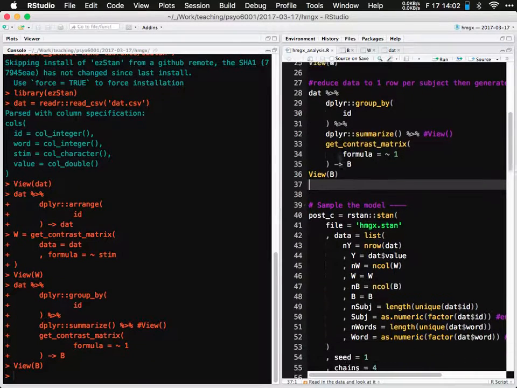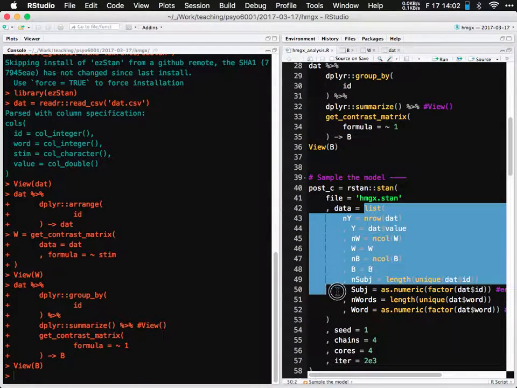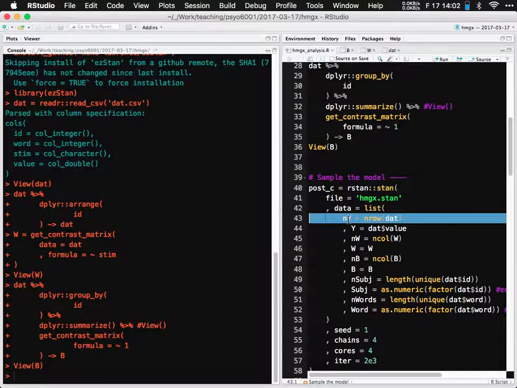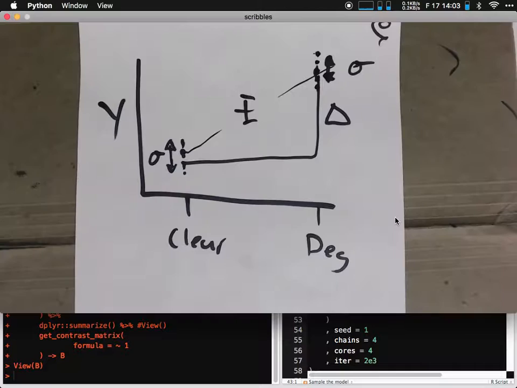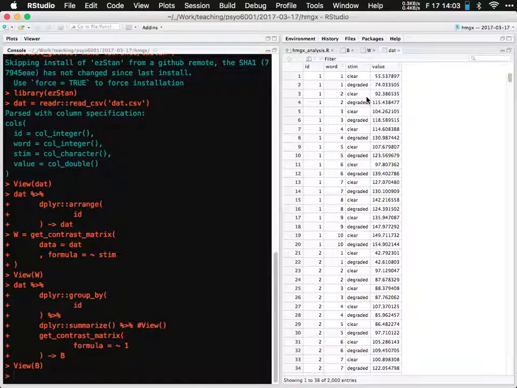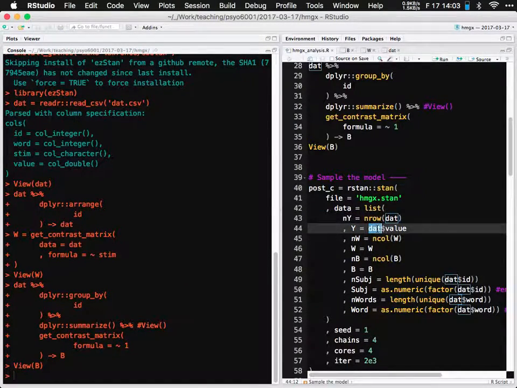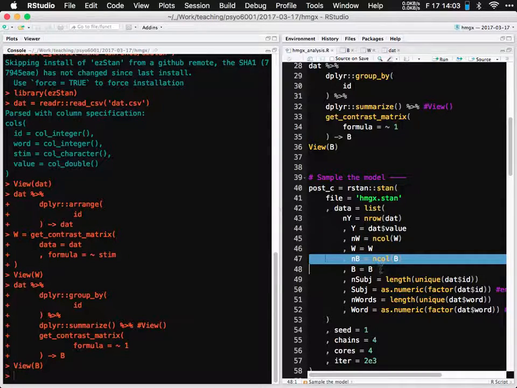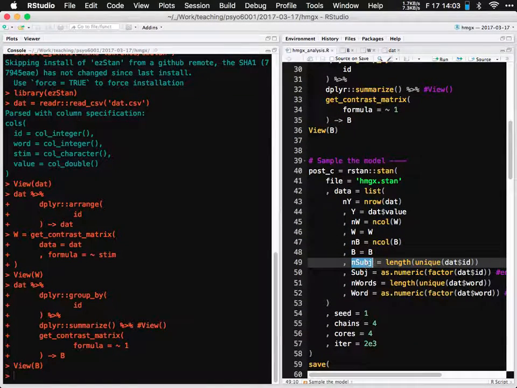So having generated all that, we can package things together in a nice list for Stan. We tell it how many data observations there are in total, so that's the number of rows in the original data set. We give it the list of outcomes, so that's that column. It's going to scale things internally, so we don't need to do that out here. We tell it how many columns are in the within subjects contrast matrix, and we give it the within subjects contrast matrix. We tell it how many columns are in the between subjects contrast matrix, and we give it the between subjects contrast matrix. We tell it how many subjects there are.